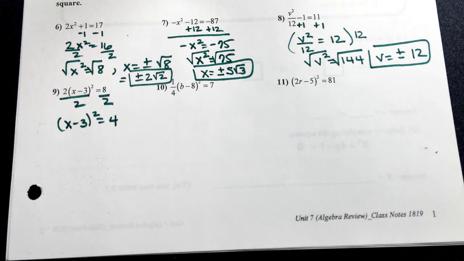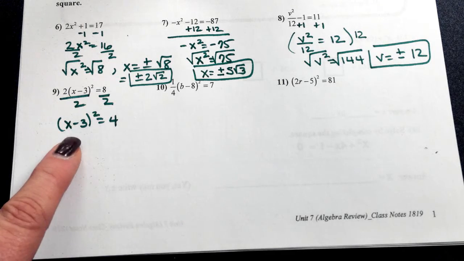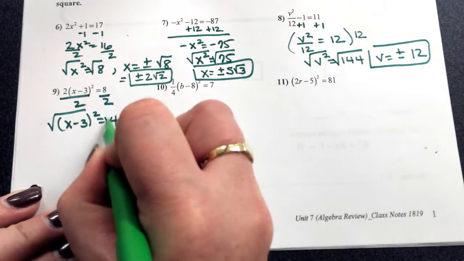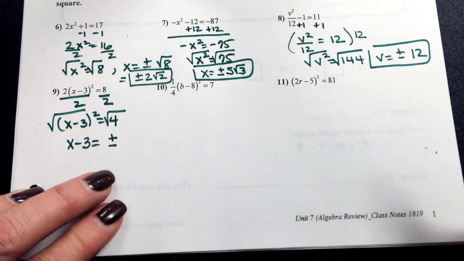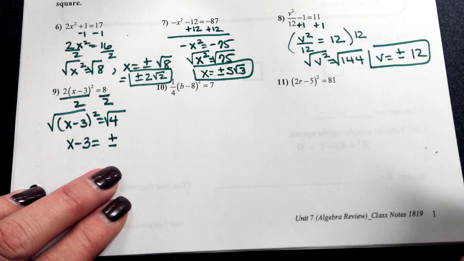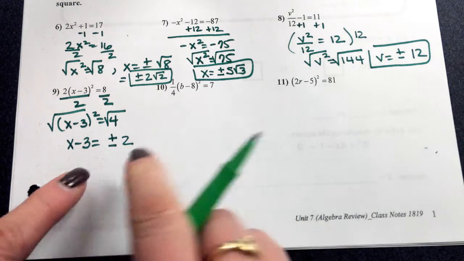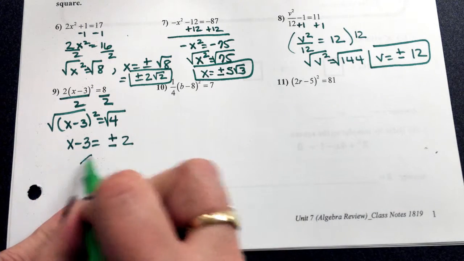Now, how do I get rid of the square? What can I do to both sides? I can take the square root. So x minus 3 is equal to plus or minus. You still have to remember that plus or minus. And what's the square root of 4? 2. How many equations do I have to solve here?